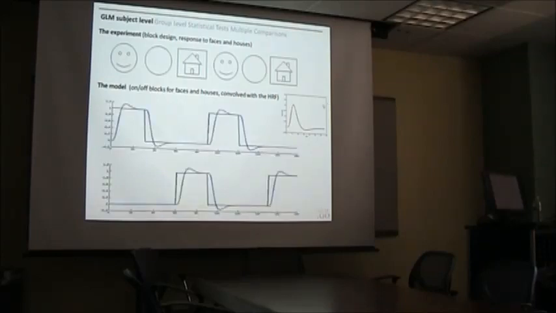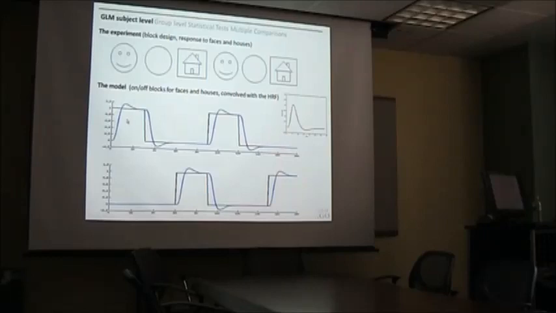So if you look at how that works out, suppose you look at this upper panel here. This would be a model for when faces are presented. You look at this black line. It just has ones when the face is presented and zeros everywhere else. So here's the face, it's ones. Here it's all zeros. Here's the face again, and then there's ones, and then zeros everywhere else.